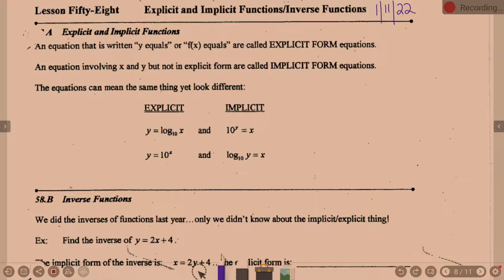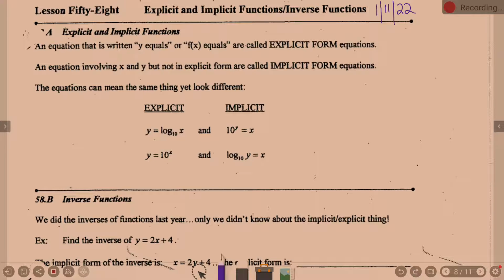Okay. Lesson 58. Reviewing what it means to be an explicit versus implicit equation or function, and then reviewing what it means to be an inverse function and how to find that. So, top of the page, we're talking about explicit and implicit. You use them both all the time. You probably just don't necessarily remember their names.